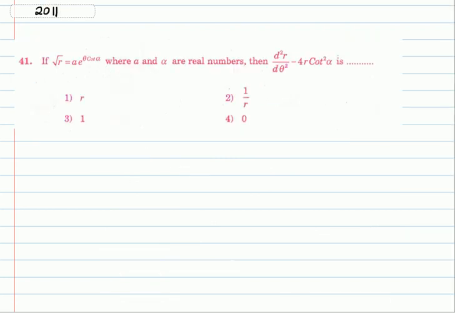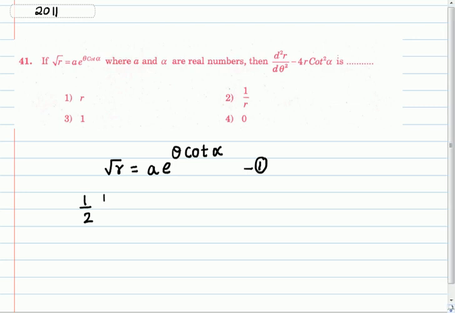Let's go for the next question. So in this problem root r is given. So root r is equal to a e raised to theta cot alpha. To make it easy, let me take the logarithm. From the logarithm property, it is easy to understand.